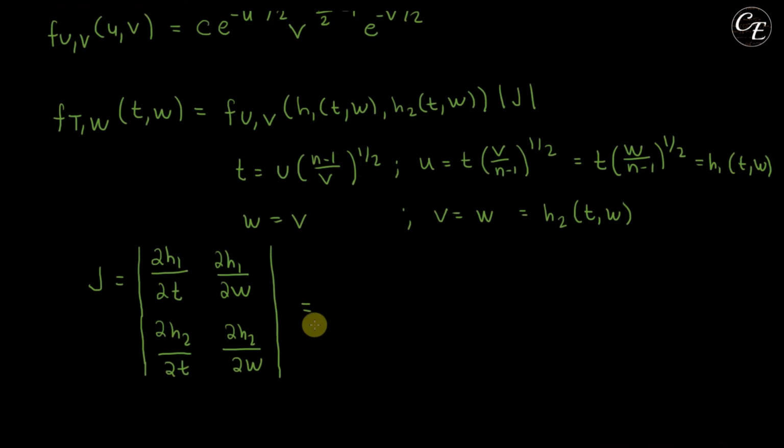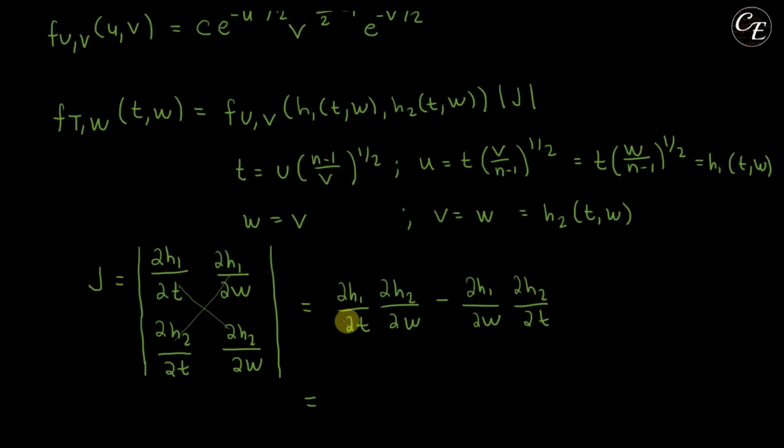As a determinant, its value is the product of these two terms: partial derivative of h1 with respect to T times partial derivative of h2 with respect to W, minus the product of these two, partial derivative of h1 with respect to W times partial derivative of h2 with respect to T. The partial derivative of h1 with respect to T is W over n minus 1 raised to 1/2.